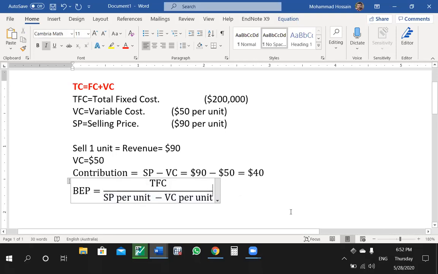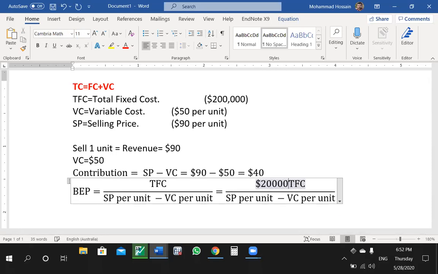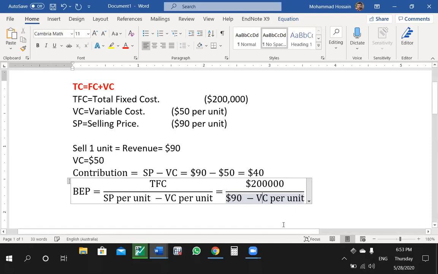So in our example that I gave you just now, what is it going to be? Total fixed cost is how much? $200,000. And you go here. Selling price per unit is how much? $90. And variable cost per unit is $50.